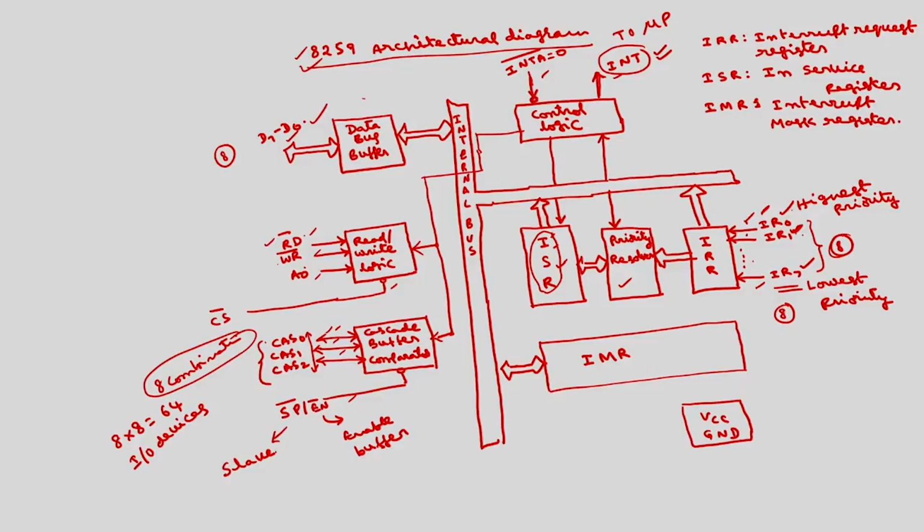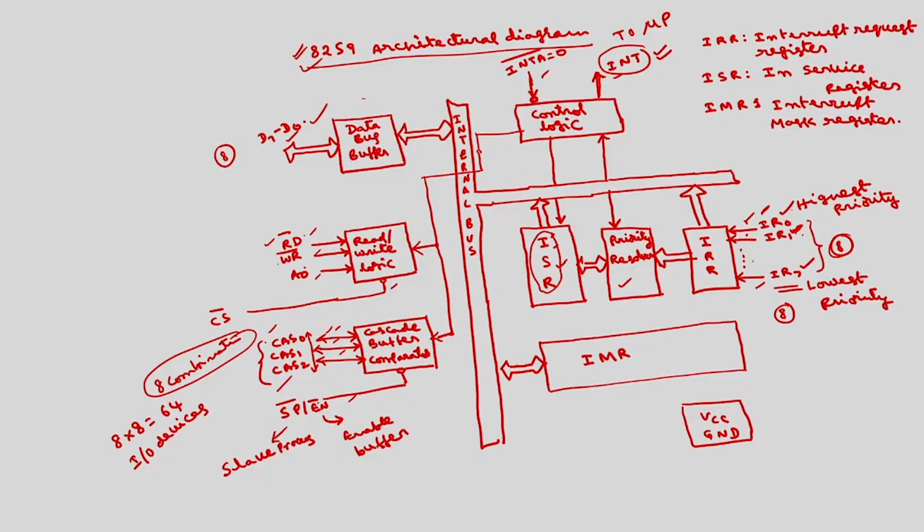There is a slave processor mode, which will be used in cascading modes. And enable buffer. How this 8259 will be cascaded we will discuss later. These signals are basically cascading signals, and this is also used because it is connected to cascade control, this SP bar by EN bar. So, this is about the overall function of 8259.